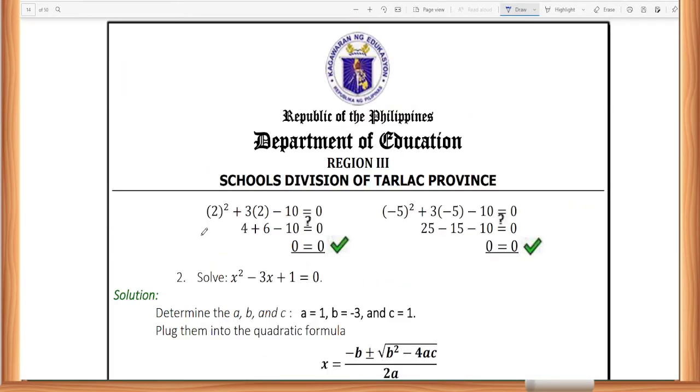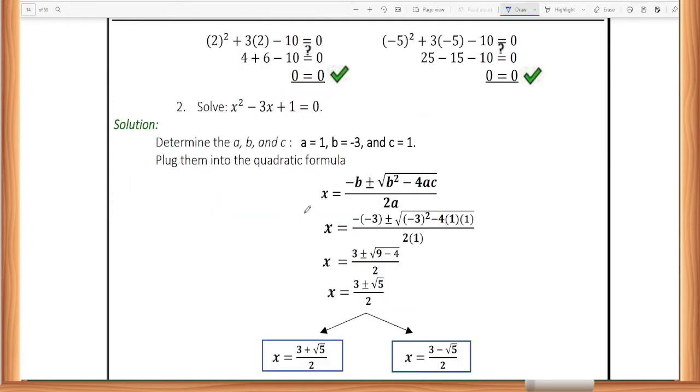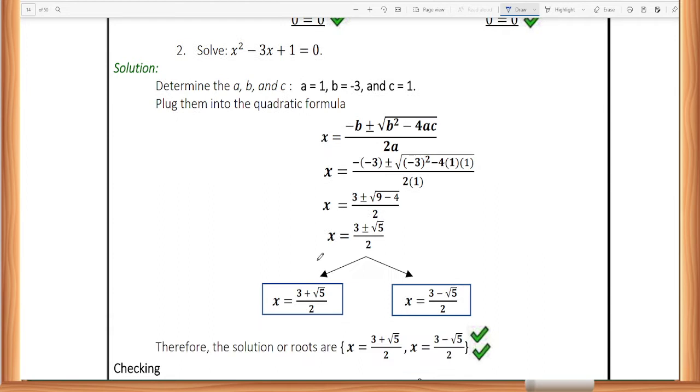Katulad dito sa compendium. Ito yung example kung paano chinek. Okay, let's, for example, second example, we have x squared minus 3x plus 1 is equal to 0. Okay, so substituting it, we derive at this answer. Dun sa compendium ninyo, mapapansin ninyo, we have here 9 minus 4, the square root of 5.